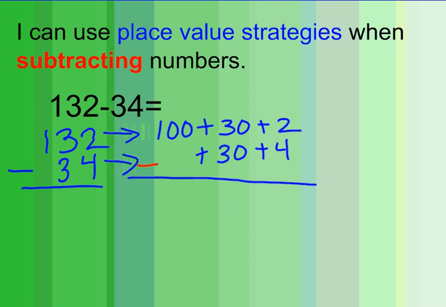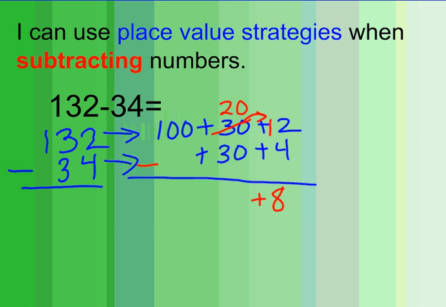So if I have 2 take away 4 in my ones column here, I cannot subtract 4 from 2 because 4 is a bigger number. Therefore, I'm going to go to my tens place and I'm going to regroup a 10. And I have 30 take away 10, which is 20. And I'm going to regroup that 10 into the ones column so that I can subtract here. I have 12 take away 4, which is 8 ones.